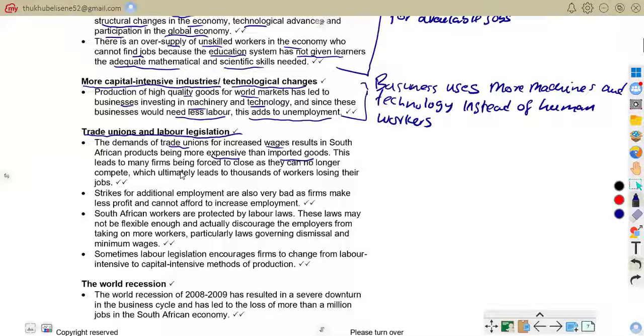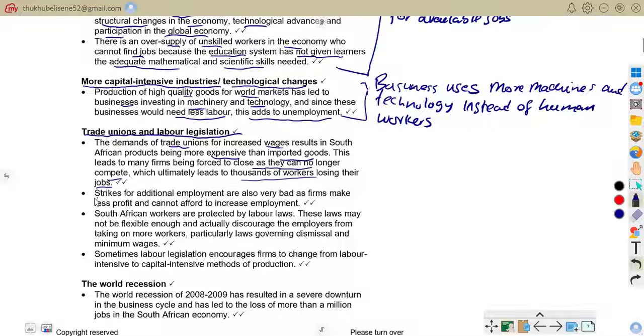So this leads to many firms being forced to close as they can no longer compete, which ultimately leads to thousands of workers losing what? Their jobs. That is what it means. So it means employers may hire fewer workers to save costs, because strict laws and high wage demands by unions can make hiring workers expensive.